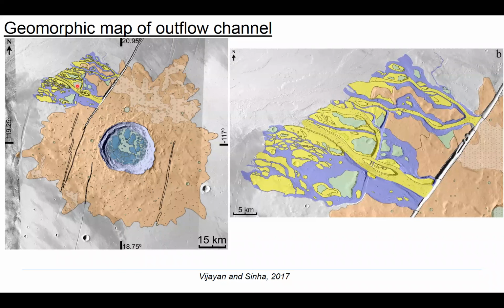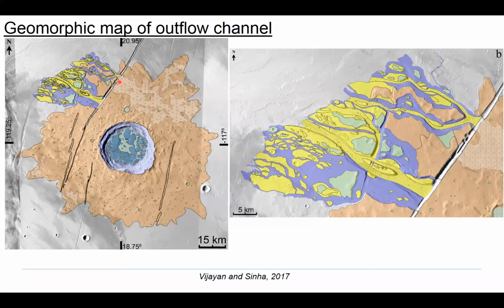That means that this crater is around 3.1 billion years old, and the water which flowed over this channel is much younger, like around 3 point or younger than 3.1, or very close to 3.1. That means in the early Amazonian, there was a sporadic fluvial activity on Mars.